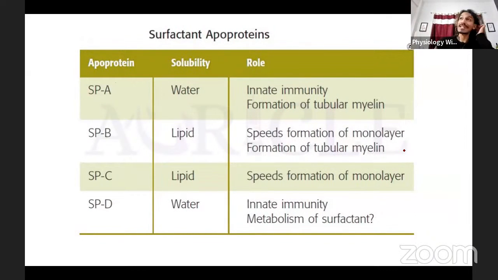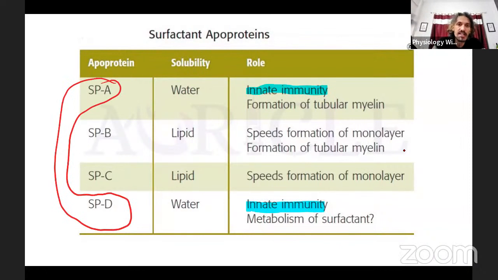So this surfactant, apart from the phosphatidylcholine that we're talking about, also has certain apoproteins in it. These apoproteins are SPA, B, C, D. SPA and SPD are involved in innate immunity. SPB is involved in formation of tubular myelin. Both SPB and C help in formation of the monolayer of surfactant that we saw earlier.